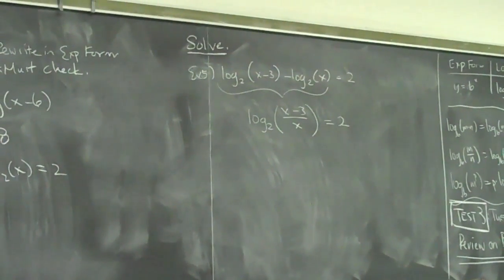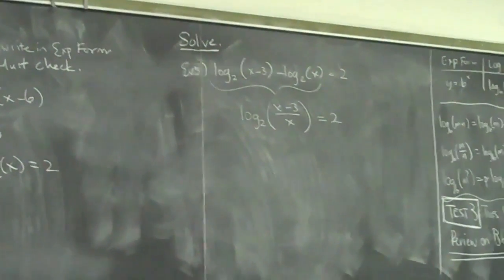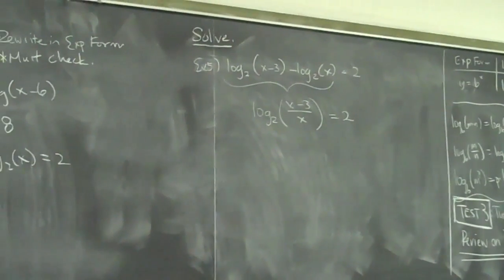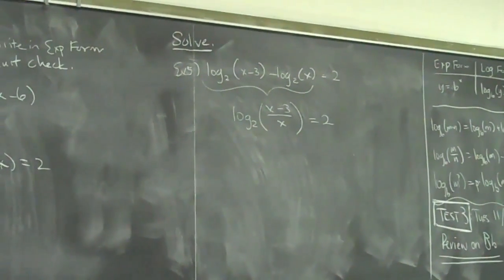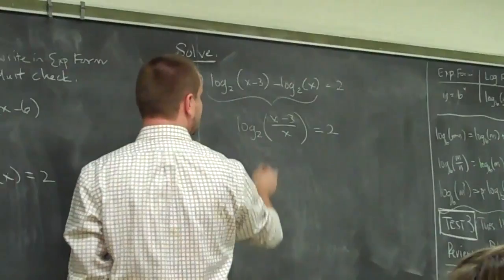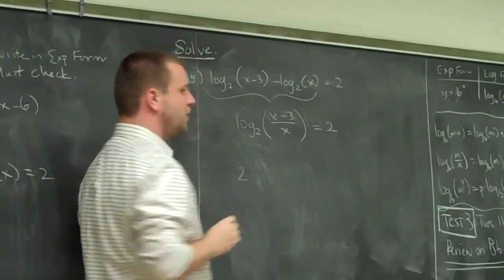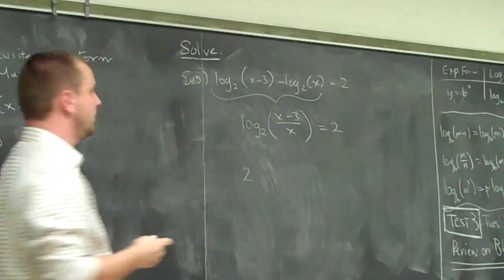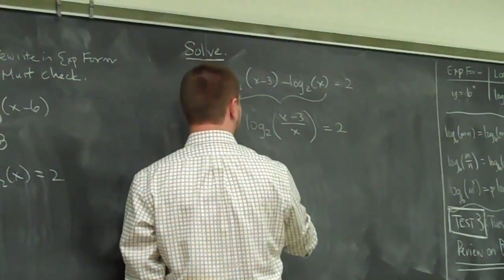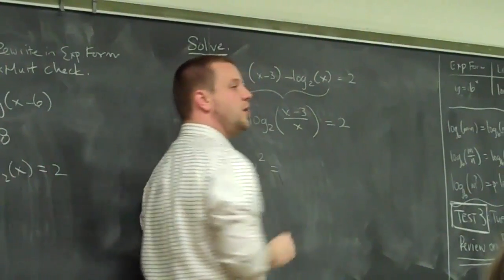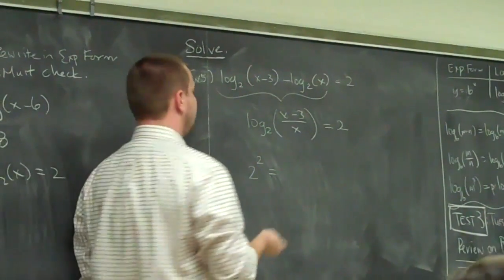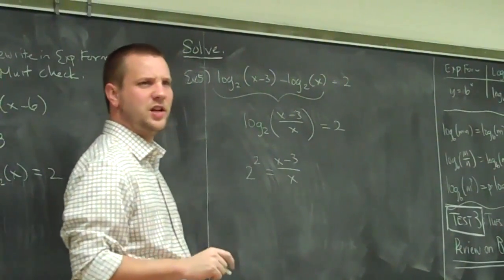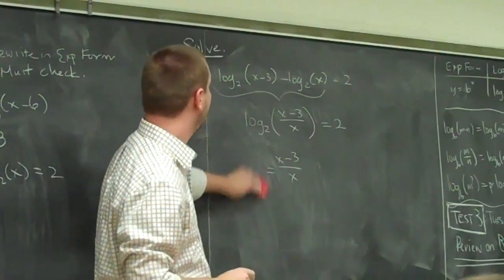Okay, so by condensing, I was able to say the log of something equals a number again. So we go to exponential form. What's my base? This is log base 2. What's my exponent? It's also 2, but it's a different 2. This is my base, this was my exponent. So 2 squared equals x minus 3 over x, the inside stuff. What is 2 squared? Let's go ahead and just call that 4.